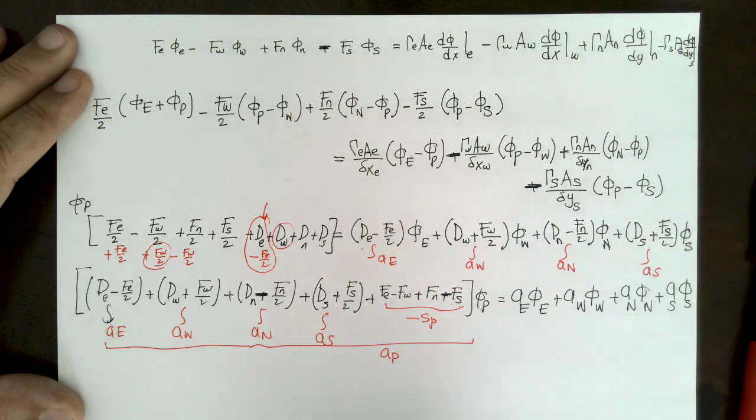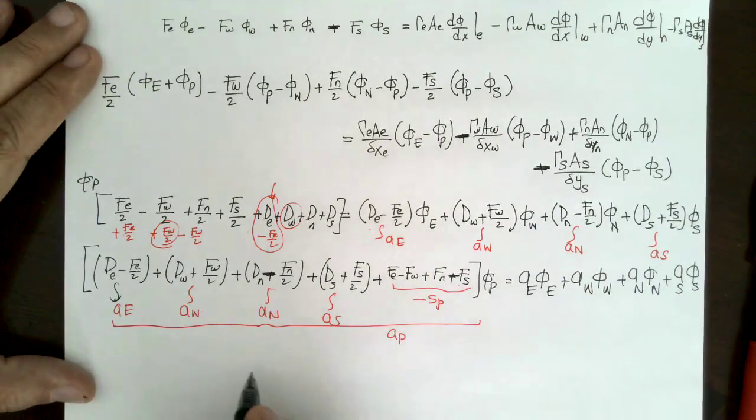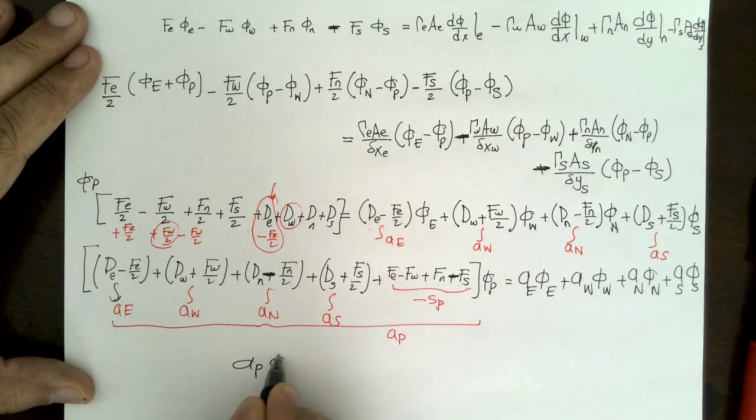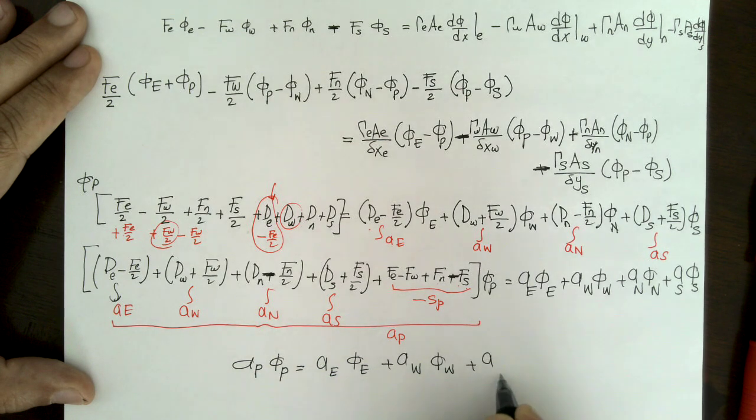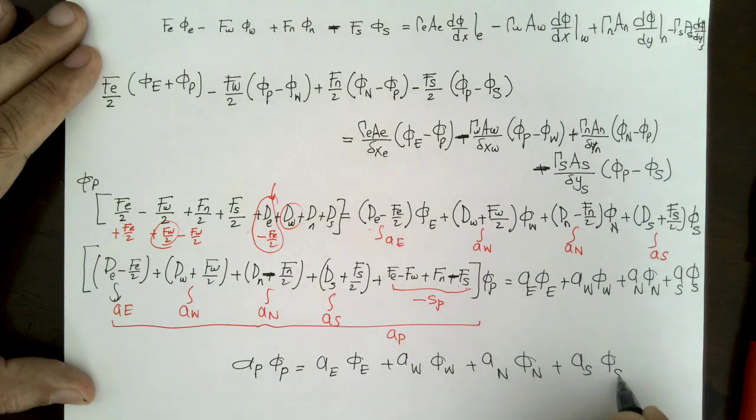So the final equation or the generalized equation can be written as AP phi P equal A east phi east plus A west phi west plus A north phi north plus A south phi south. And this is a general equation here. Then you have to define each one of the terms.